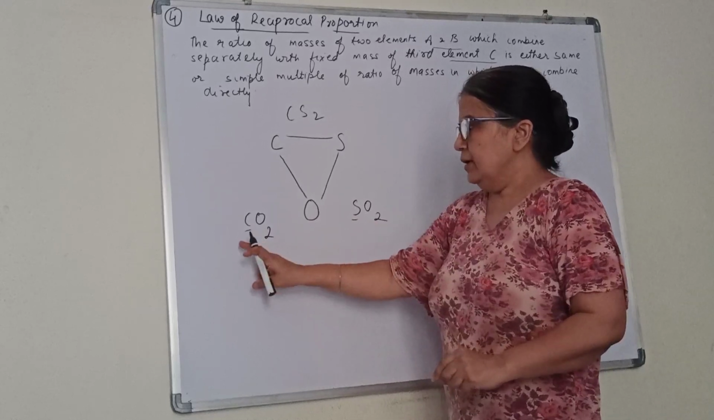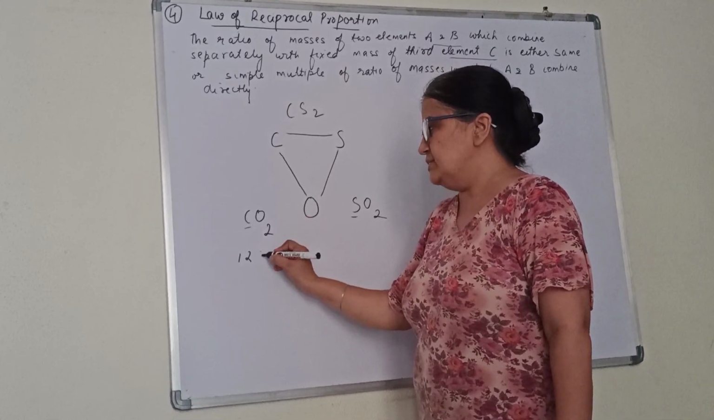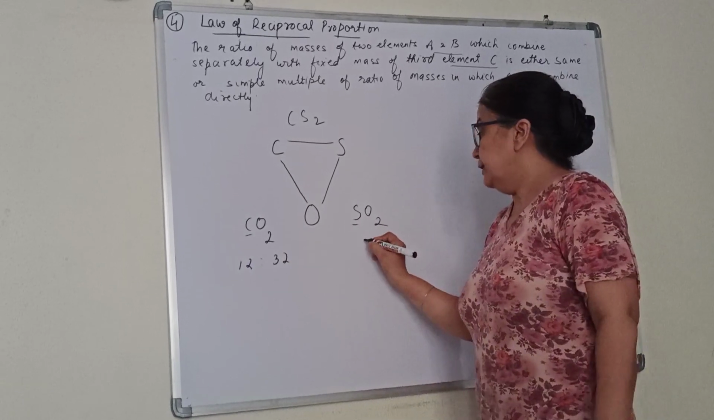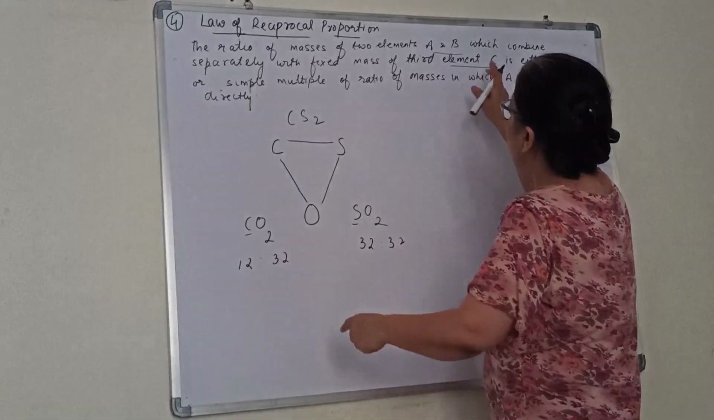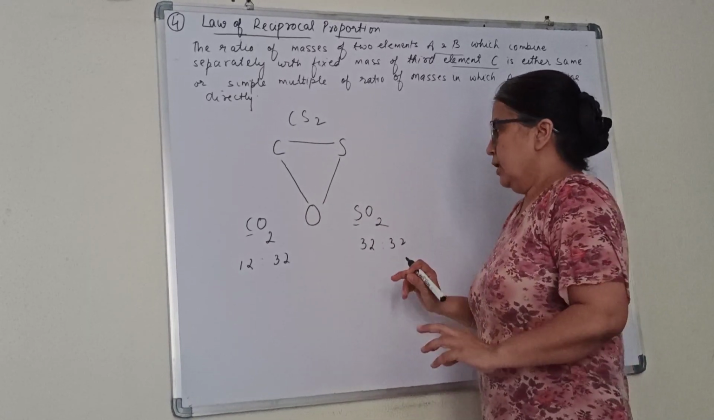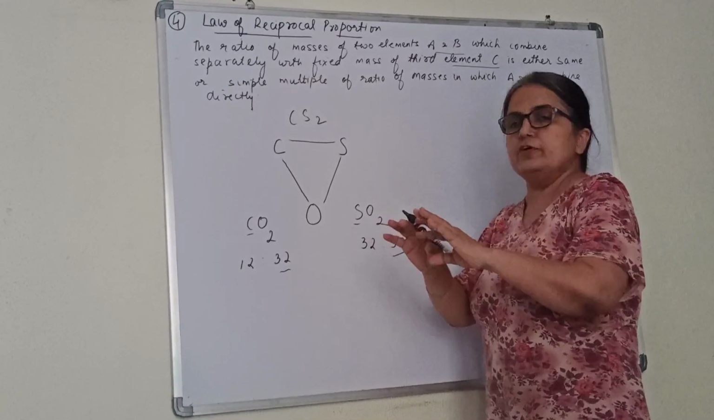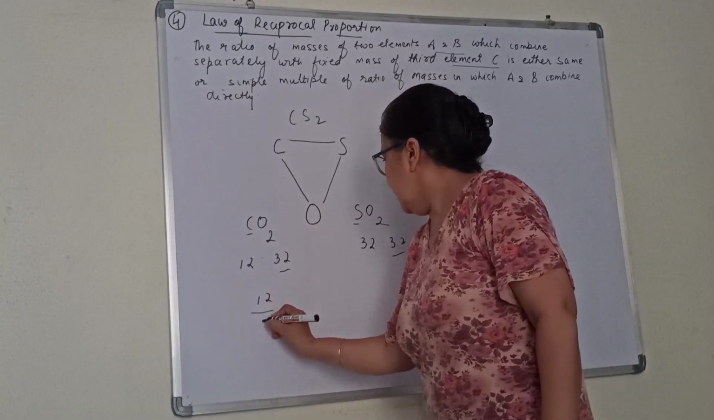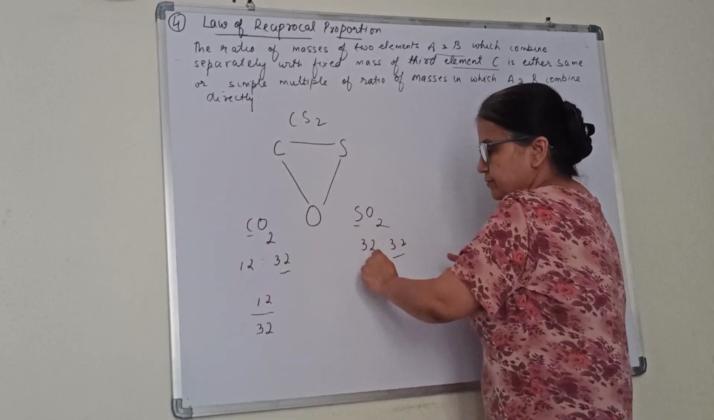Because you can check here, what is the amount of carbon present here? 12. What is the amount of oxygen present here? 32. 16 into 2. What is the amount of sulfur here? 32. Oxygen is 32. So A and B elements are combining with the fixed mass of the third element. Our third element is oxygen. We will check fixed mass, we are not considering. We will consider how much carbon and sulfur ratio is there in these 2 compounds. So how much is the carbon here? 12 by 32. Carbon is 12, sulfur is 32.